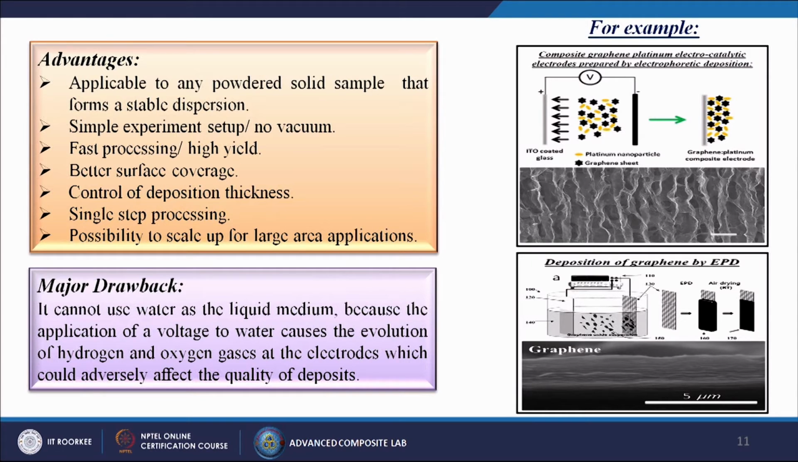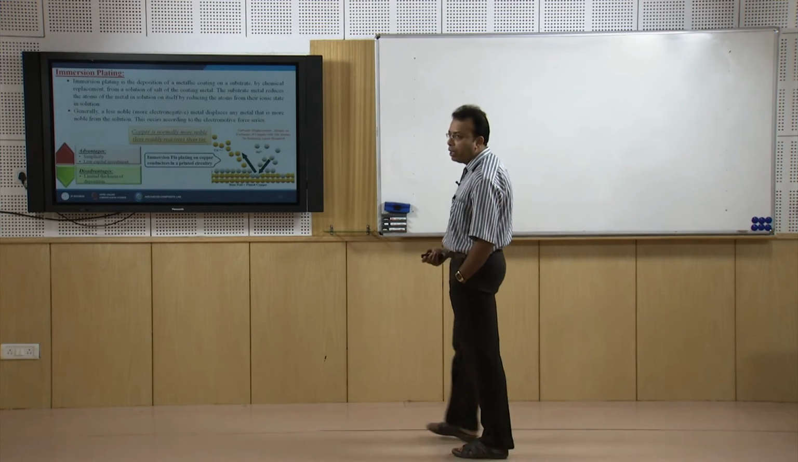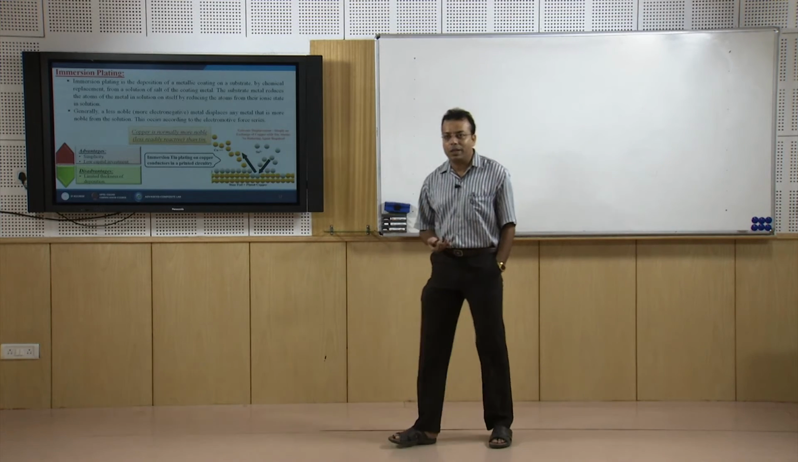Here also we take graphene oxide suspensions and apply EPD, then air dry at room temperature, and there we get a graphene coating on the substrate itself by this electrophoretic deposition technique. Next we are going to discuss immersion plating.